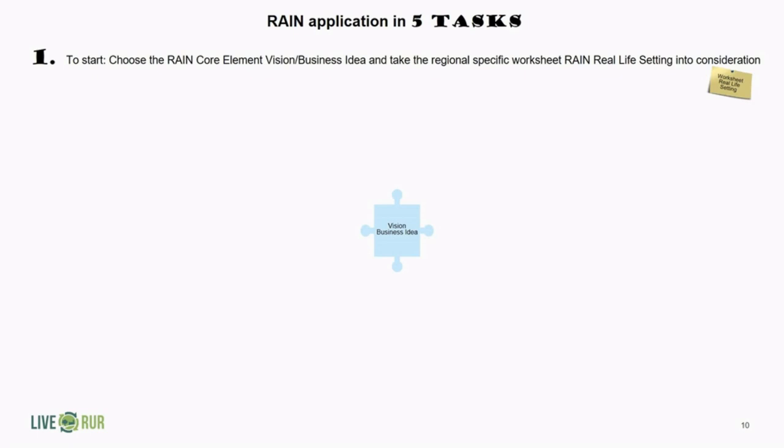First, take one RAIN core element. You may want to start with the central piece of the puzzle, the vision, and the business idea. To assess your regional specificities, you need to consider in your business model, take the real-life setting worksheet, which will be shown in just a moment.